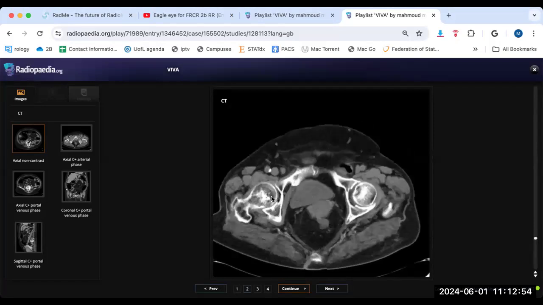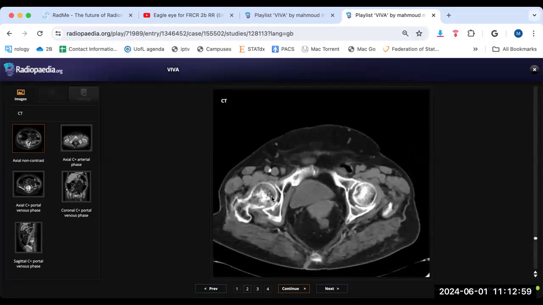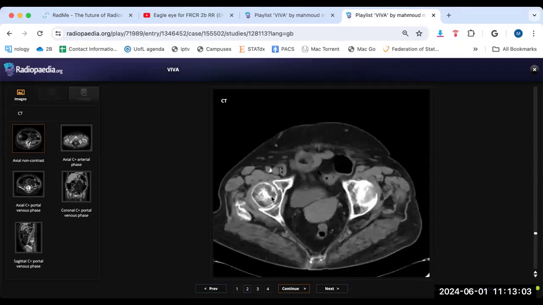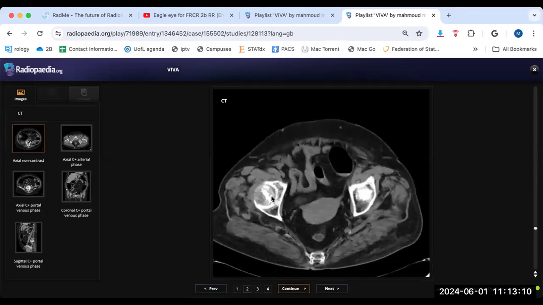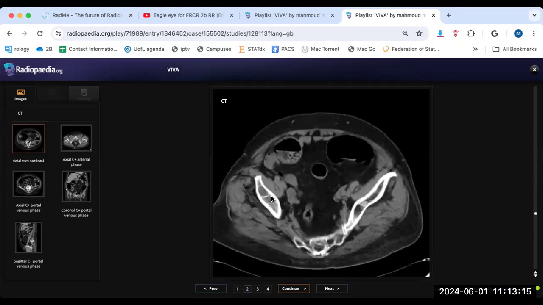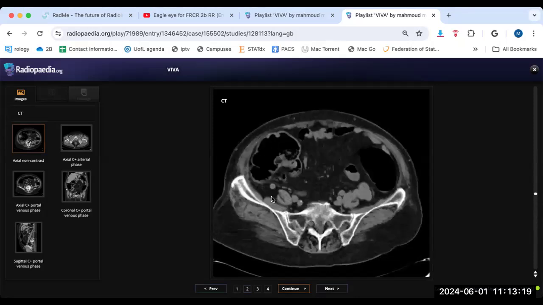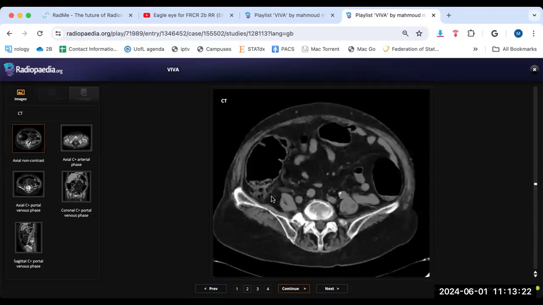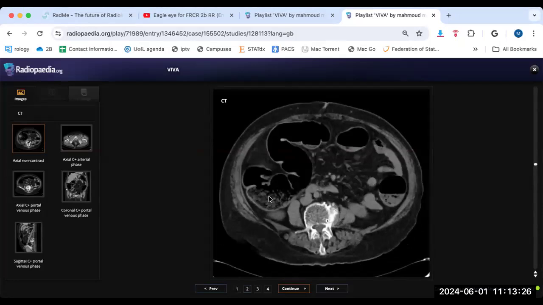Is it inguinal or femoral? It's related to the femoral vessel, so it's femoral, and I am trying to see the hernia sac itself. There is minimal fatty stranding. I'm trying to trace it up and go with the affected bowel segment. So which part of the bowel is dilated?